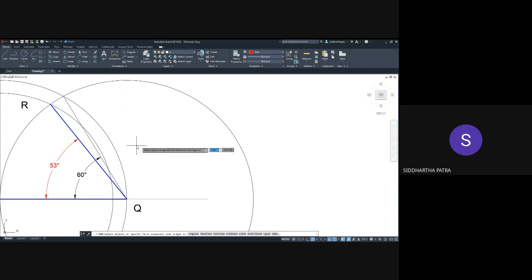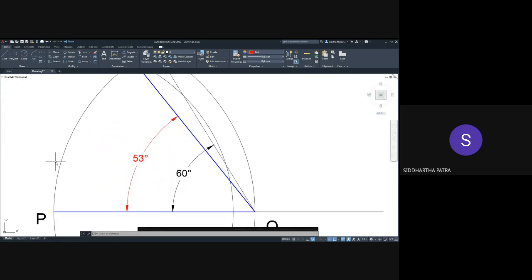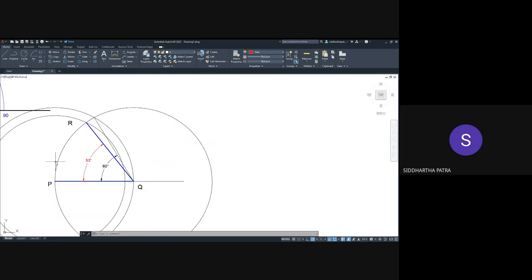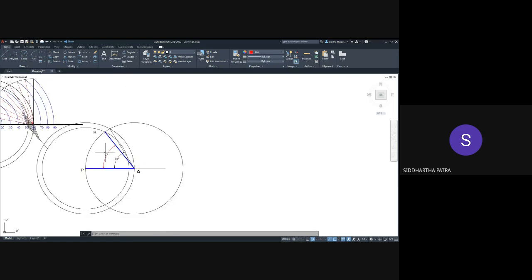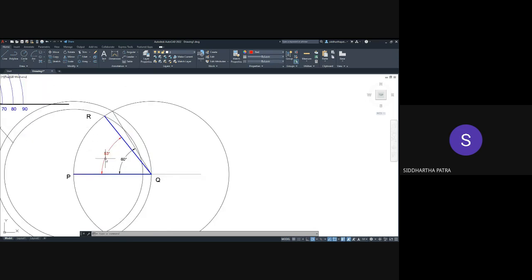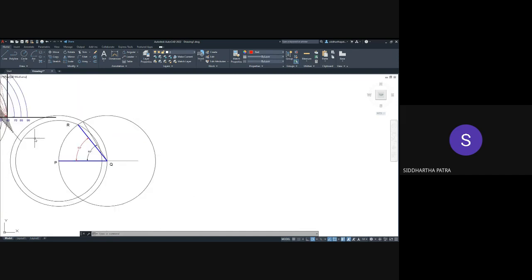That's why it is showing to be 53 degrees. I forgot how to change the precision in angular dimensioning, but it seems in angular dimensioning it is only providing degree values and not the decimal points. Okay, so that's why you are getting 53 degrees, which is an approximation, of course.